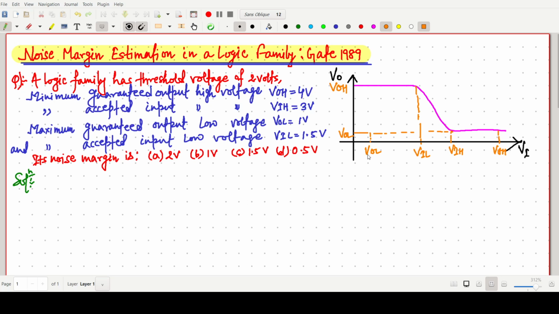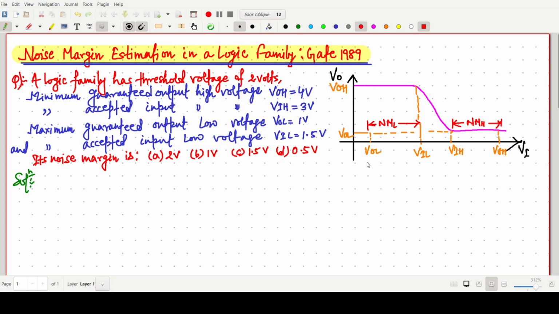So this one is already given. VOH is the minimum guaranteed output voltage. Minimum should be this one. And the minimum accepted input high voltage, that is our VIH. So the value is already given. So you have to find the noise margin. So the noise margin is either NML, noise margin low, and noise margin high, NMH. So here you have to find this one.